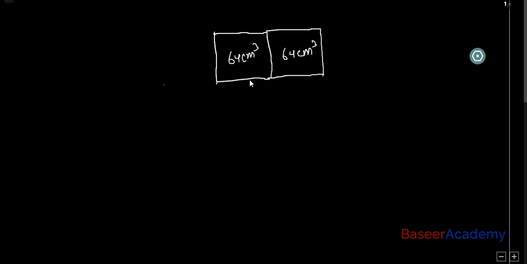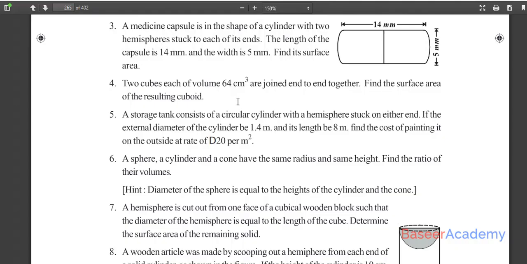Now when I attach two cubes to one another, it actually becomes a cuboid. The larger figure that we get is that of a cuboid, and we have to find out the surface area of the resulting cuboid.